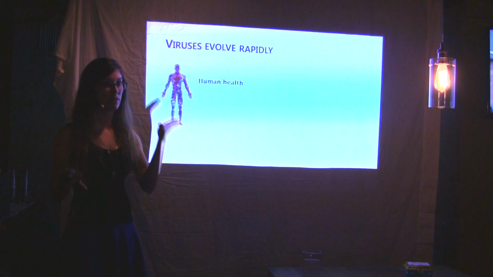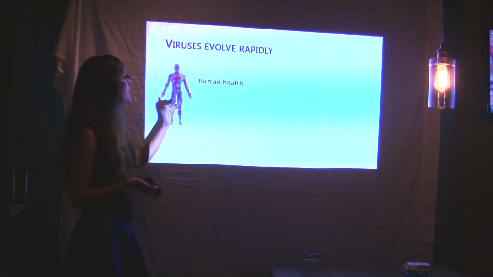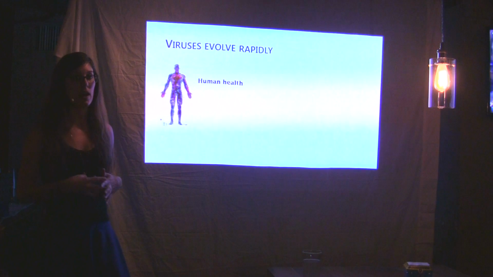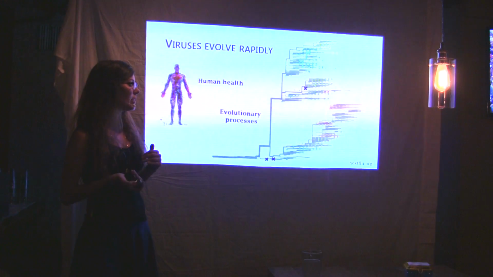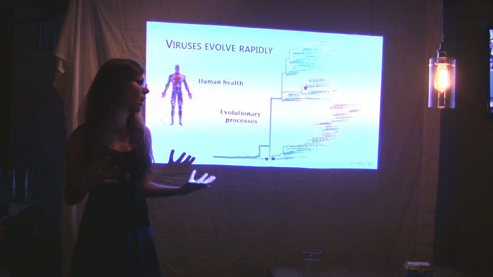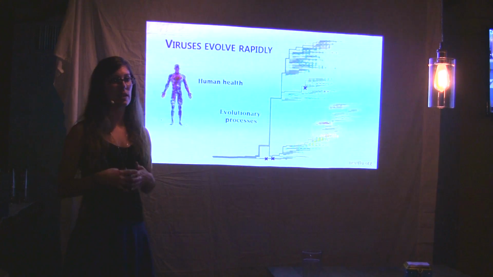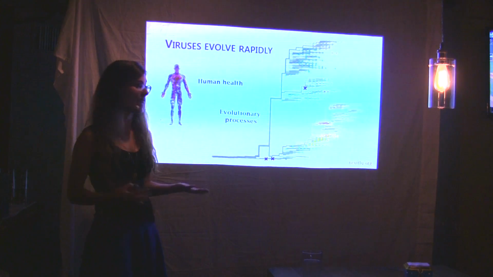And so that's why if you get the flu vaccine and it doesn't protect you, it's because, well, I guess they guessed wrong that year. So the scary part is that it has this negative impact on human health. The neat component is that viruses will evolve in a time frame that we can actually witness and document. And so we can start to ask and understand what kind of evolutionary processes will shape populations as they evolve.